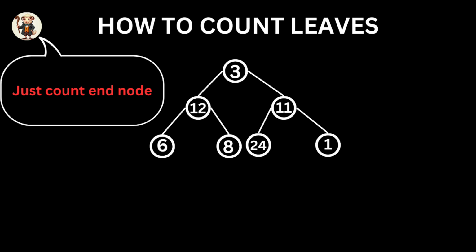Take a look at this example tree. Notice the nodes that don't have any children? These are our leaves. In this tree, there are 4 leaves. It's very easy, right?